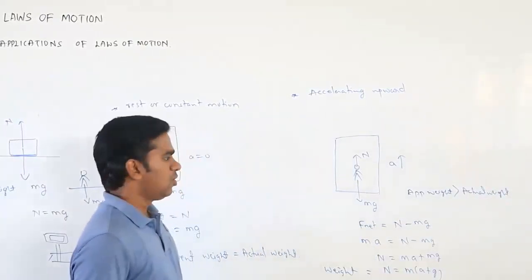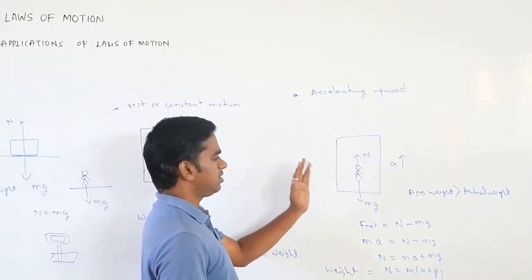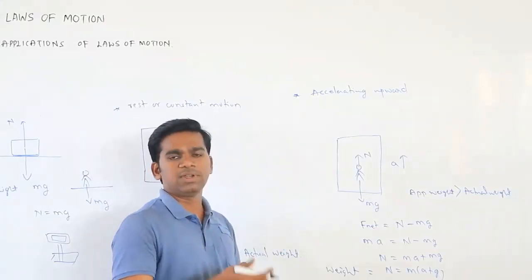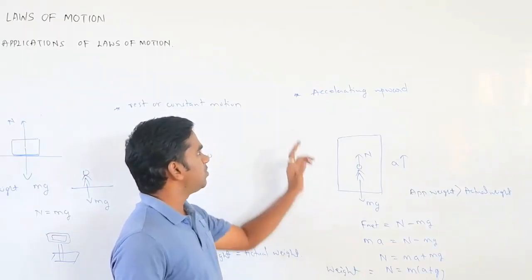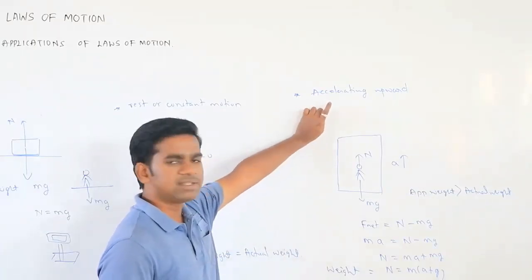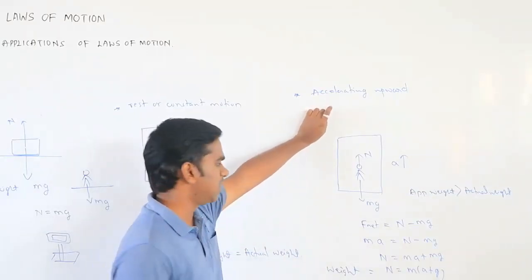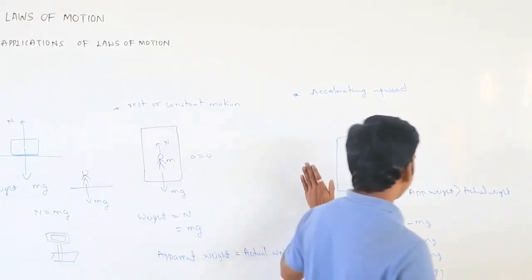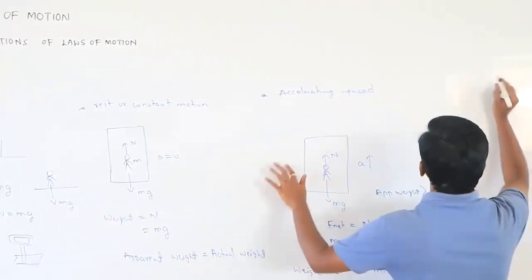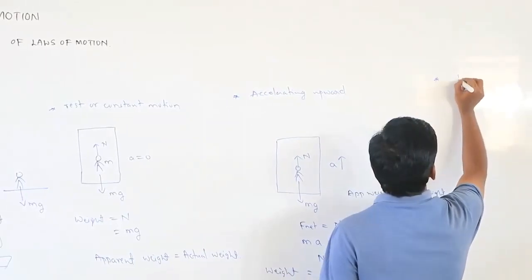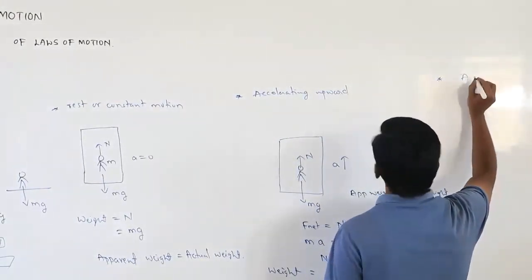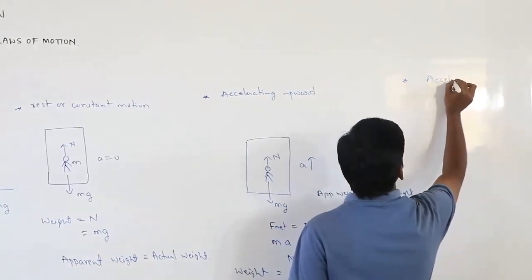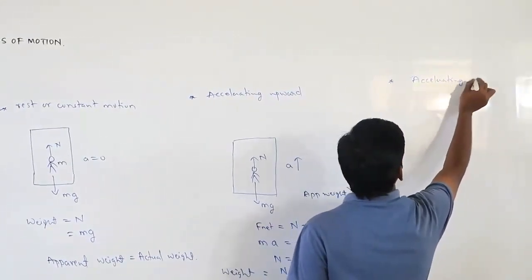That is why when lift is moving in upward direction, you will feel that your weight increased. So the weight increases when the lift is accelerating in upward direction. So if I take lift moving in downward direction, or accelerating in downward direction, we cannot say simply moving, so accelerating downward.